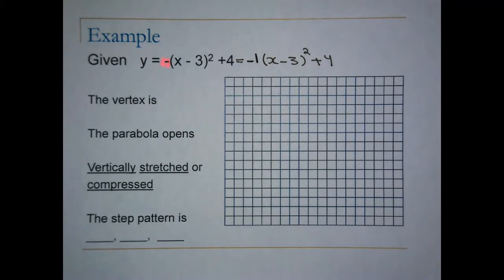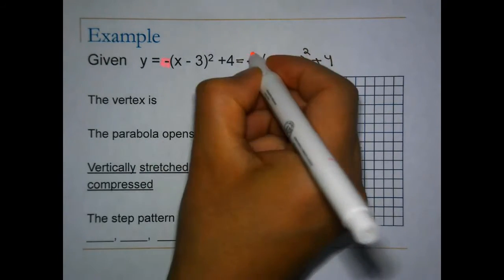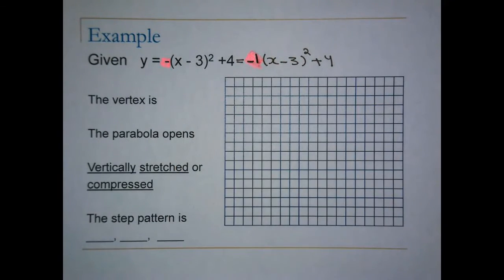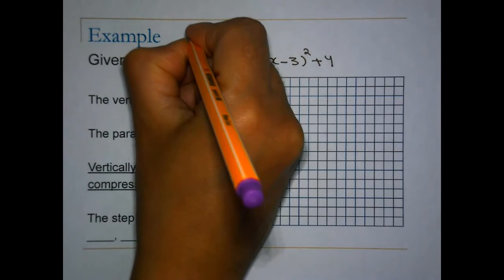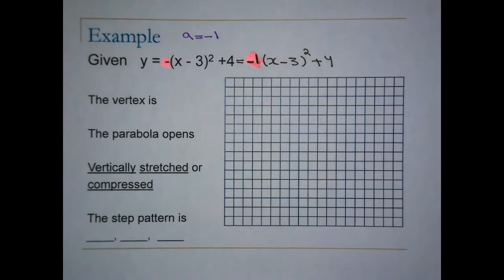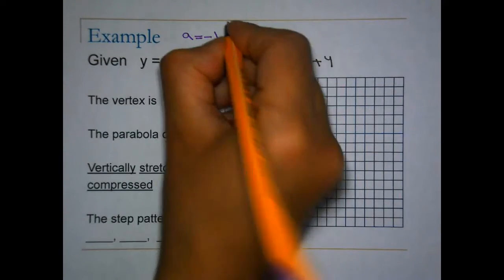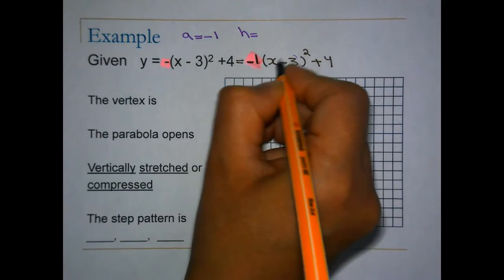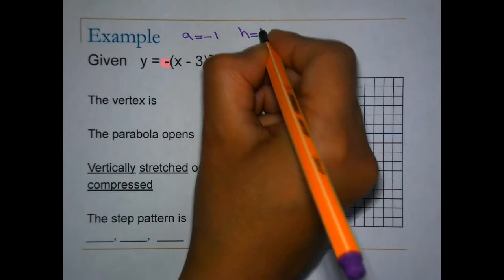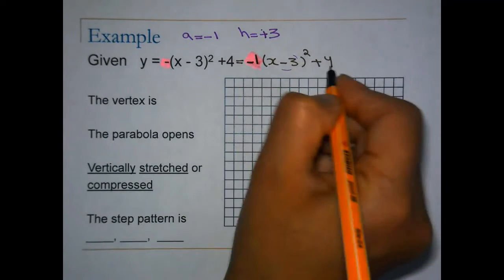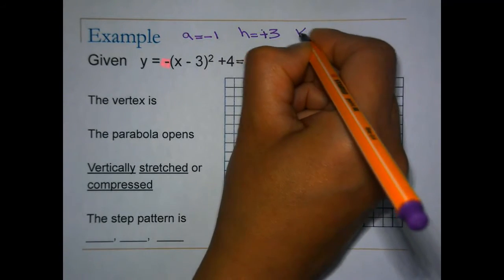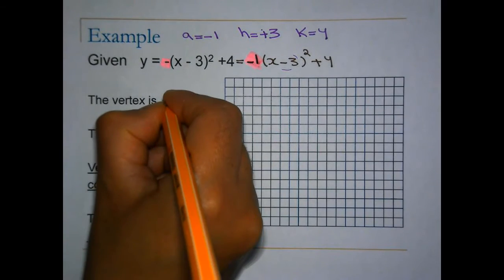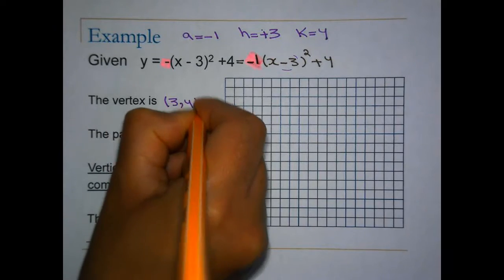When we have our equation like this, that means the number here is actually -1, and that will make it easier for us to recognize that A is -1. And then H, remember what's in the bracket, you have to write the opposite. So it's x minus 3, so H will be +3. And this is your K value. So K equals 4. So the vertex is at 3 and 4.